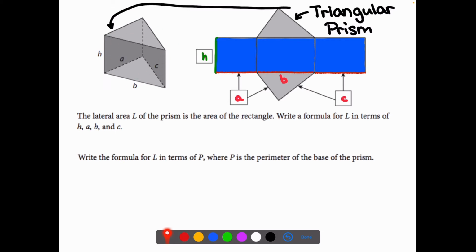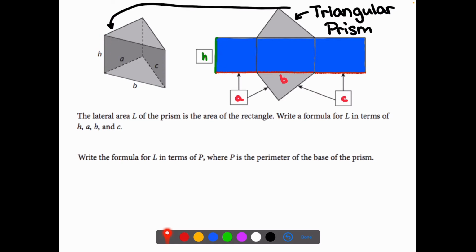And as we can see, the height can be found right here. And A, B, and C, that's the distance around the triangle. But if I were to lay this out, well, A is the length of one rectangle, B is the length of another rectangle, and C is the length of our third rectangle. So therefore, A plus B plus C equals the whole distance of this rectangle. Meanwhile, the height of the rectangle is, of course, the height of our prism.